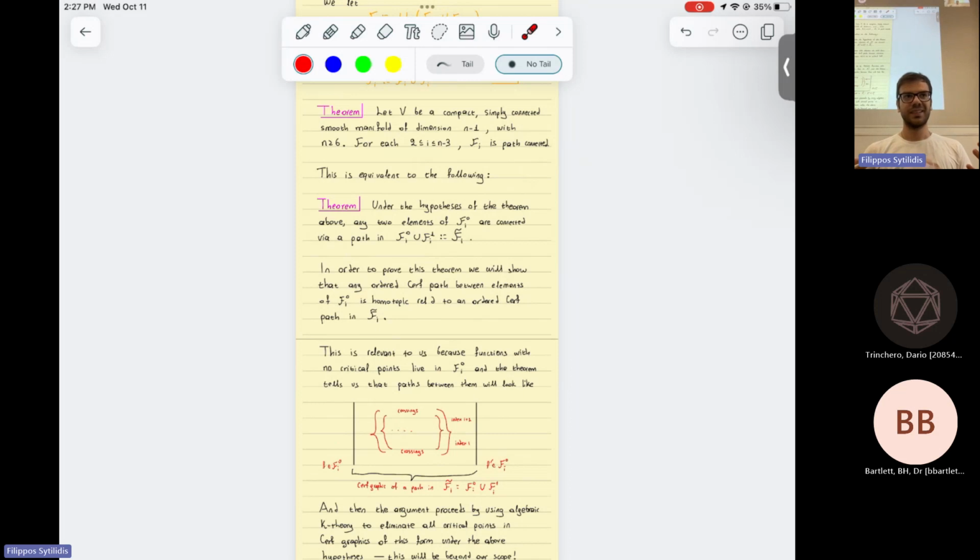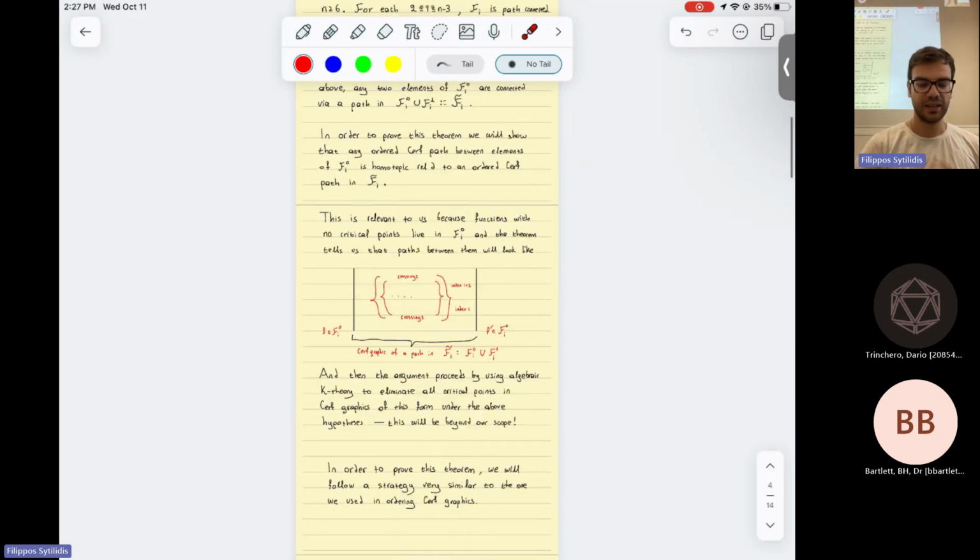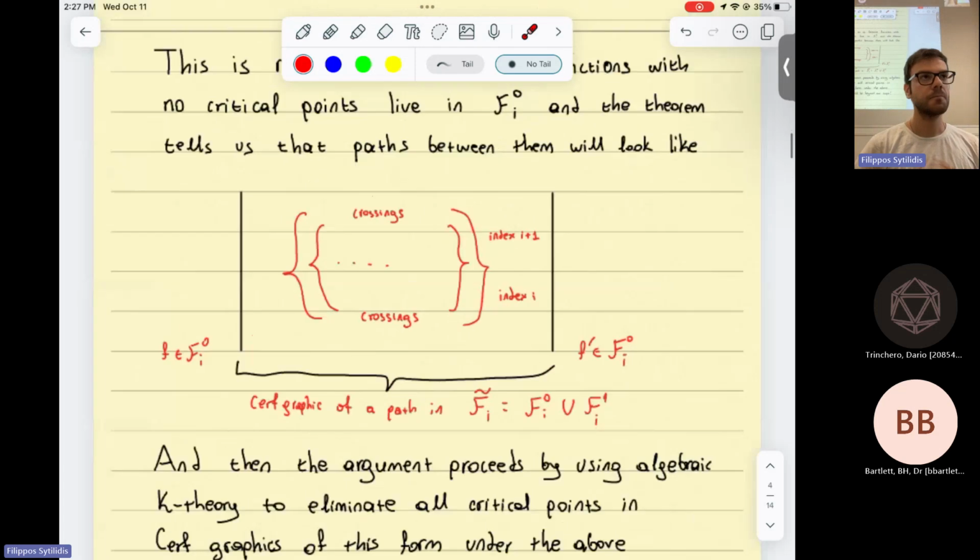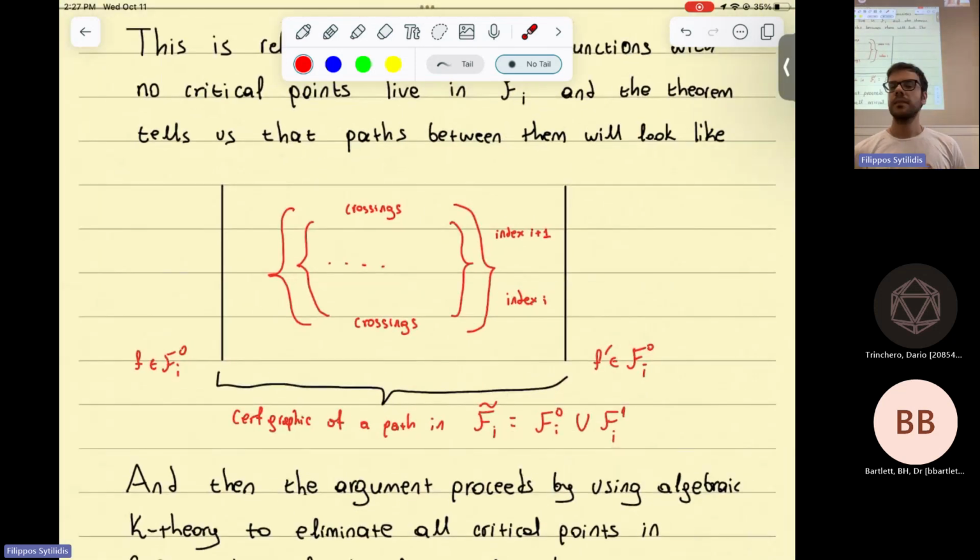One last question. In that middle thing, what can happen? Like an index I can't cross over an index I plus 1. No, because that would not be ordered anymore. But I can cross an I. Exactly. All the crossings are going to be within the index I critical points or within the index I plus 1 critical points. But you won't have any crossing from I to I plus 1. Okay.